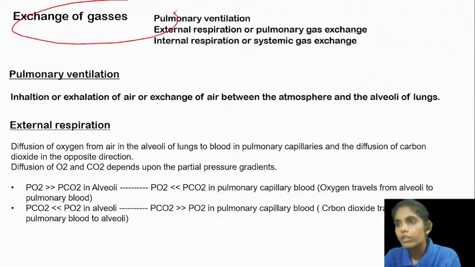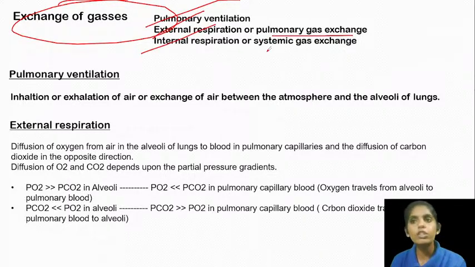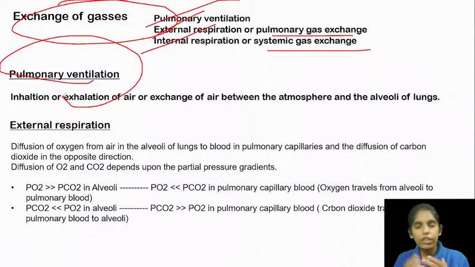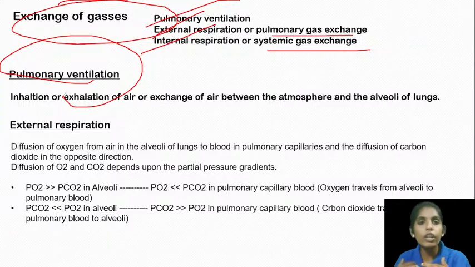Now the exchange of gases. In this process of exchange of gases, three steps are involved. One is the pulmonary ventilation, then external respiration or pulmonary gas exchange, and internal respiration or systemic gas exchange. So let us know about each step. Pulmonary ventilation means it is the entry of oxygen or air into the lungs and exhalation of the air outside of the lungs. So it is nothing but the inhalation and exhalation of the air. That is known as pulmonary ventilation.